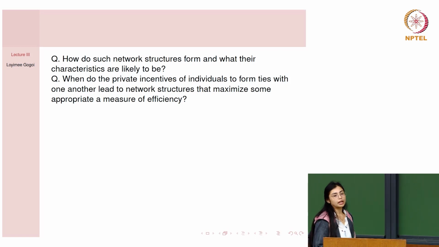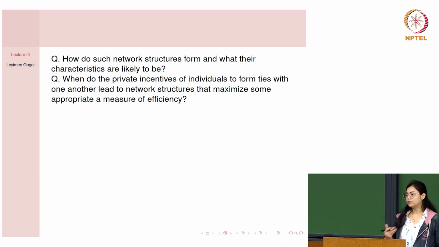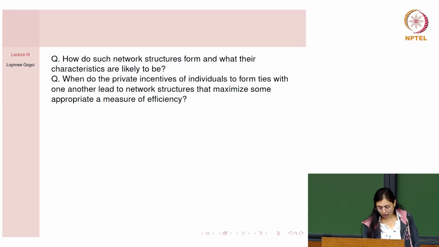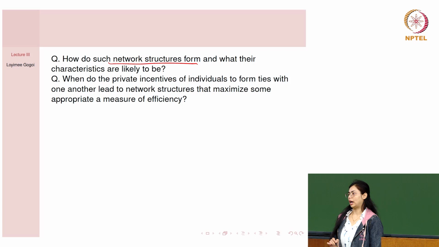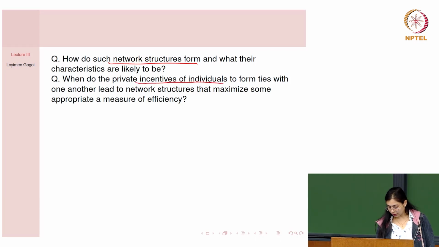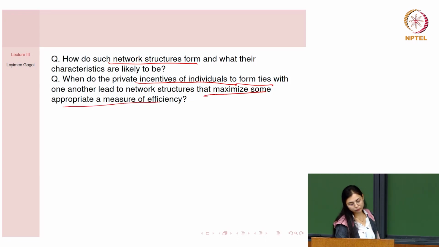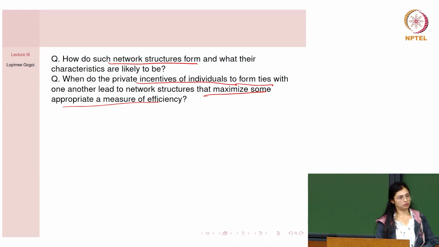Now I want to talk about the network formation part. We have discussed a lot of networks and some allocation rules. Now the main question is how such network structures form and what the characterization should be. What are the incentives for each agent to form a link with another individual, and that leads to a bigger network structure, which should satisfy some measure of efficiency? This is the main question.